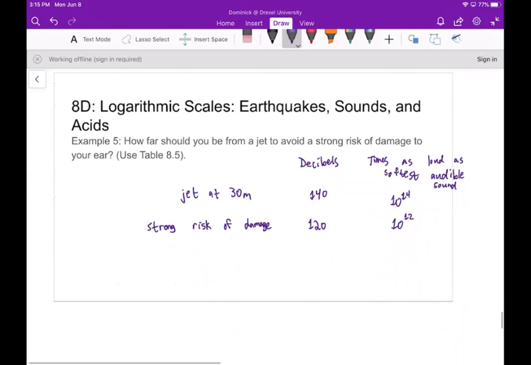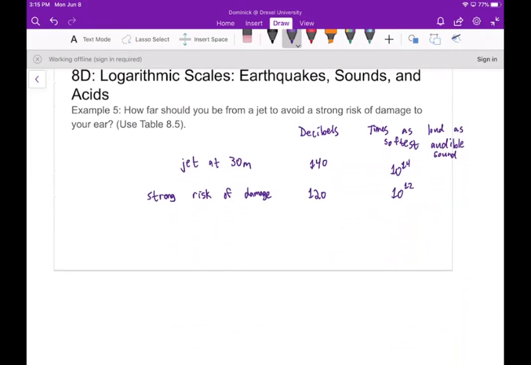Now in this next example, we're going to find out how far should you be from a jet to avoid a strong risk of damage to your ear. And of course, I've copied the relevant things from the table that we'll need. A jet at 30 meters is 140 decibels, and it's 10 to the 14th times as loud as the softest audible sound. But there's a strong risk of damage to the ear for a 120 decibel sound, and that is 10 to the 12th times as intense as the softest audible sound.